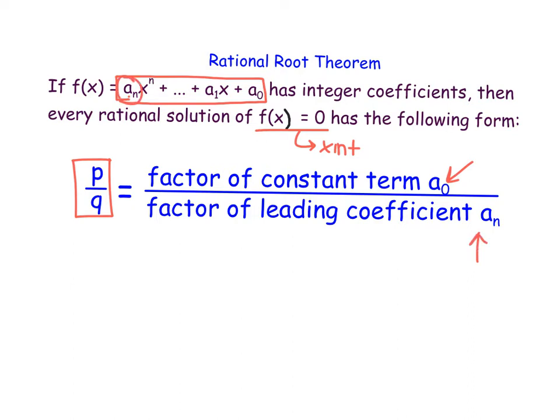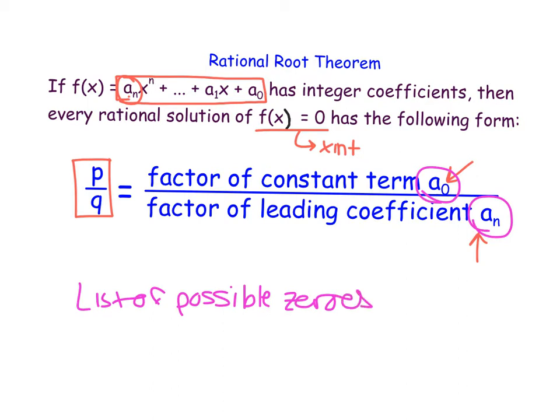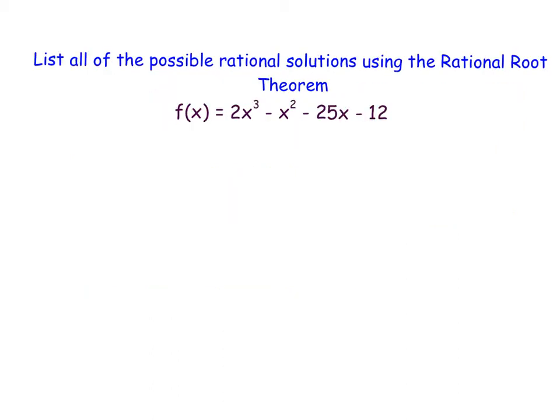So what we're going to do in order to find all of the possible zeros is we're going to pair up every single factor of a sub 0 with every single factor of a sub n and find a list of possible zeros, and then we'll use that list of possible zeros to test out and find what the zeros of our function actually are. So let's complete an example of this together.